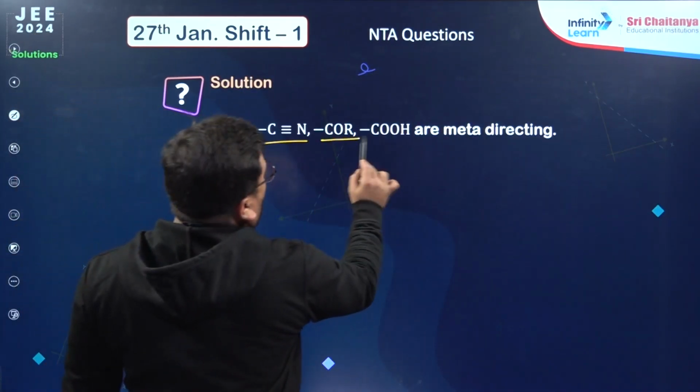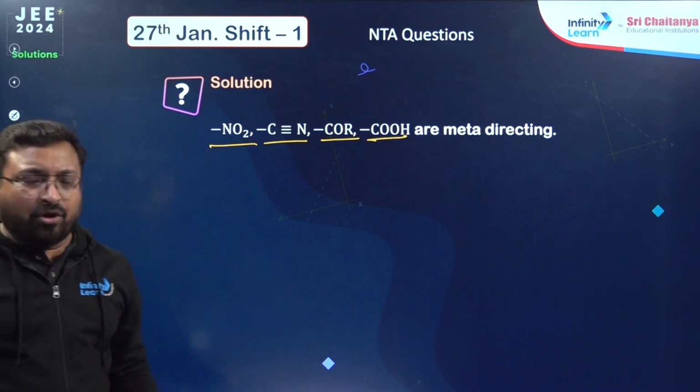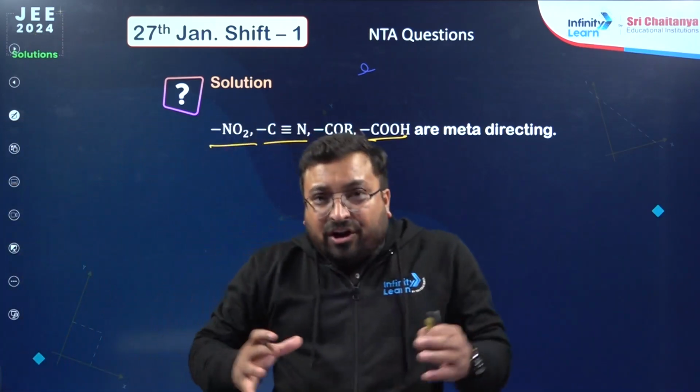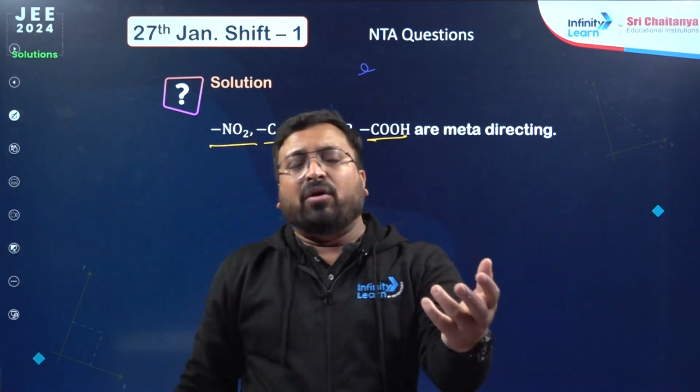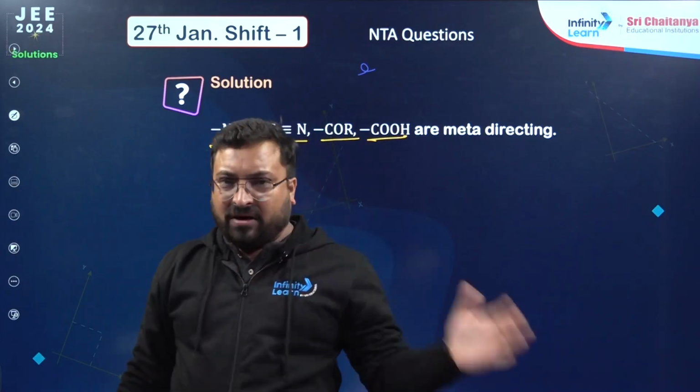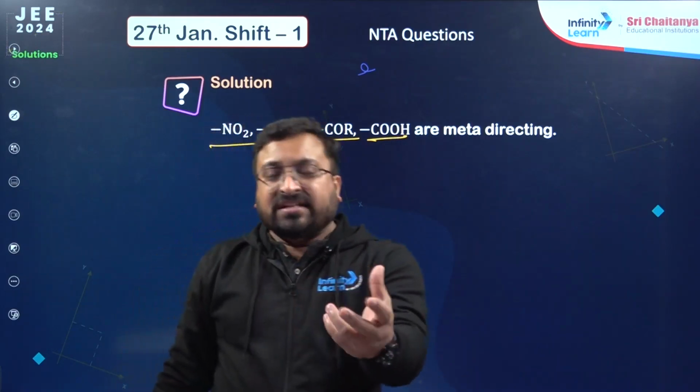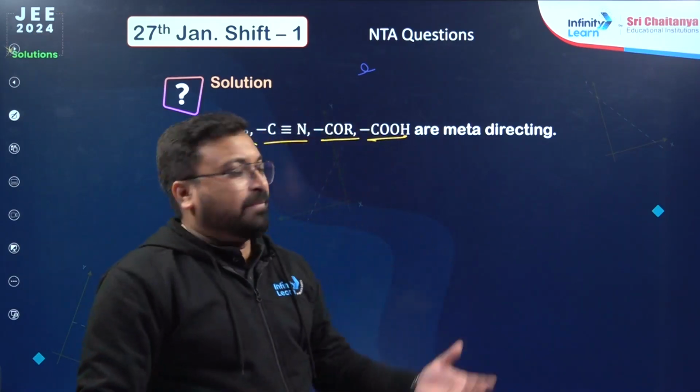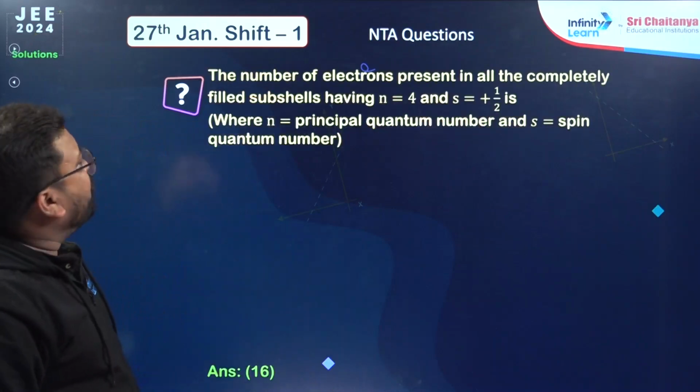NO2, CN, COR, COH are meta-directing because they reduce electron density only on the ortho and para positions. So the electron density is high only on the meta position. Okay, so this is a very simple question.